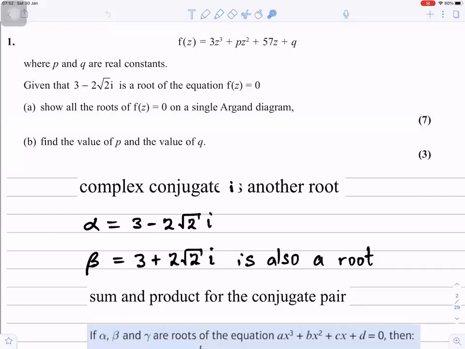Question number 1. f(z) is 3z cubed plus pz squared plus 57z plus q, where p and q are real constants. Given that 3 minus 2 root 2 i is a root of the equation f(z) equals 0, show all the roots of f(z) equals 0 on a single Argand diagram.